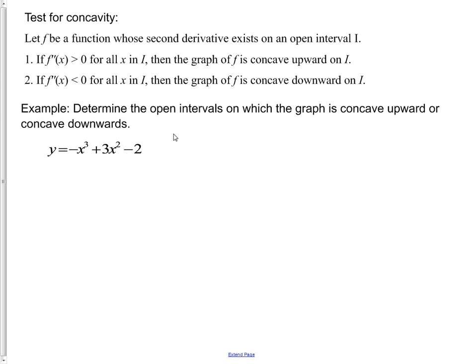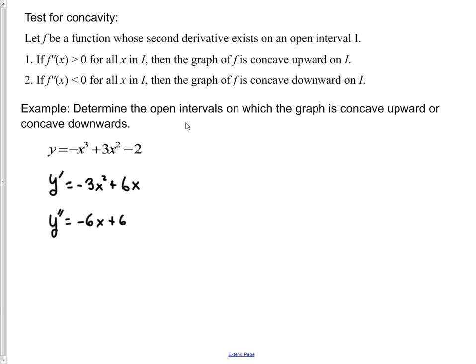So let me get out my trusty example page right here. Let's work it out. If we're going to use our second derivative, of course, we have to find the second derivative, assuming it exists, and in this case it does. Y prime, we take the first derivative, we're going to get negative 3x squared, the derivative of negative x cubed, plus 6x, the derivative of 3x squared, plus 0, the derivative of that constant. And then we look at the second derivative, so we'll take the derivative again. The derivative of the derivative becomes negative 6x plus 6.